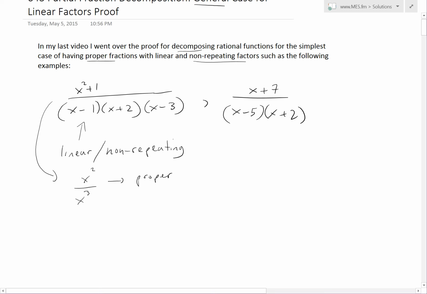And this one as well, this example here, x plus 7. This is, again, non-repeating, and it's linear. It's just x. There's no x squared. And then the degree here is going to be x on the top, and then these multiply to x squared. So again, this is a proper fraction.